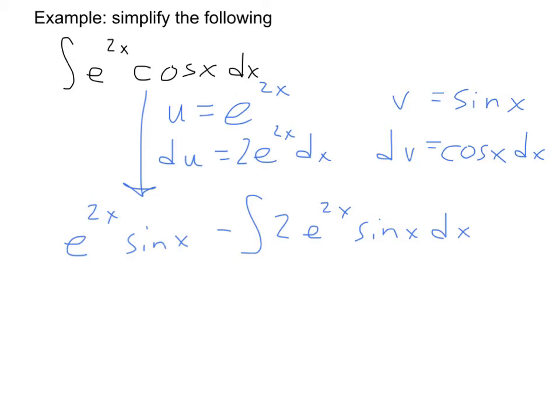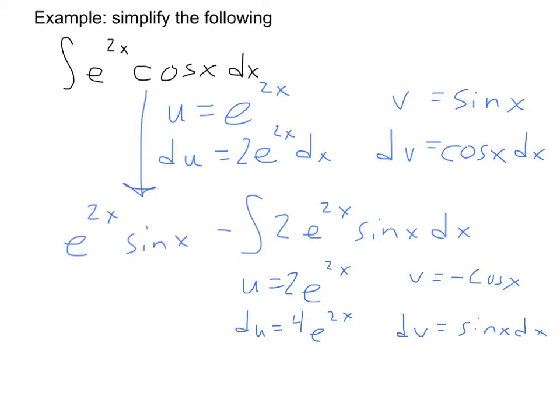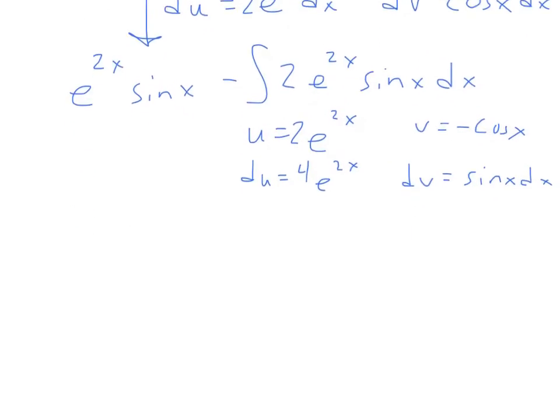So again, pause the video here and work through what the next substitution is going to be, what the next parts is going to be. My u is now 2e to the 2x. My dv is now sine x dx. So my du is 4e to the 2x, and my v is negative cosine x.